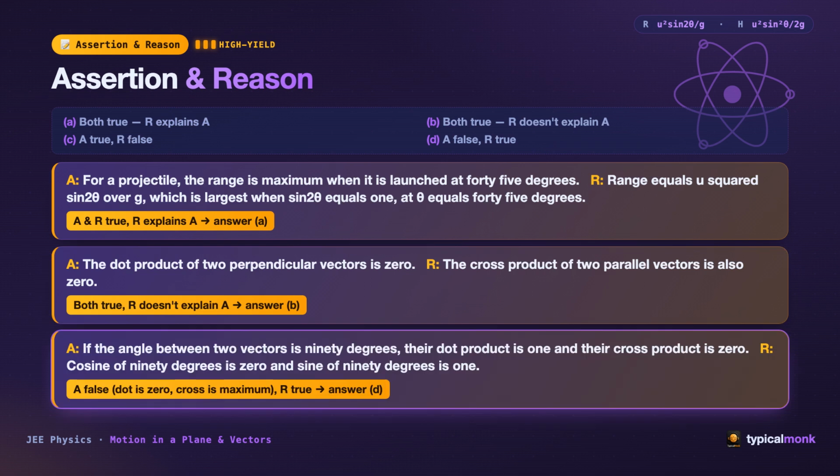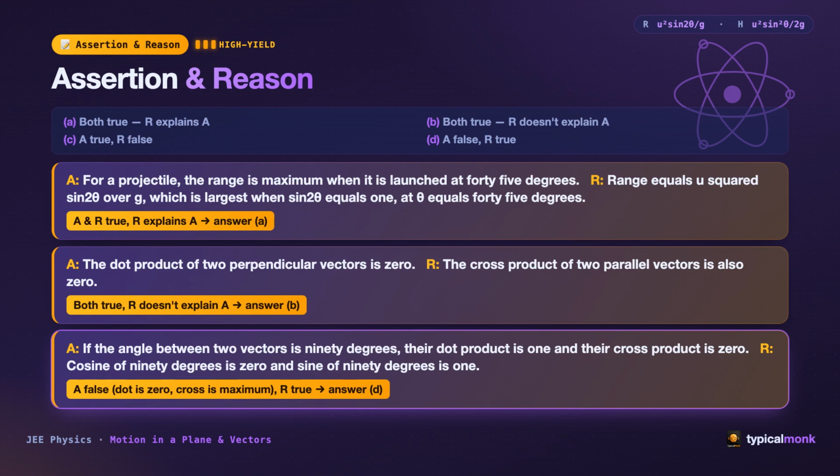Option B. Third one, assertion: if the angle between 2 vectors is 90 degrees, their dot product is 1 and their cross product is 0. Reason: cosine of 90 degrees is 0 and sine of 90 degrees is 1. Check the reason first. That is simply true. Now the assertion. At 90 degrees the dot product is actually 0 not 1 and the cross product is at its maximum, not 0. The assertion has the 2 products swapped. Assertion false, reason true, option D.